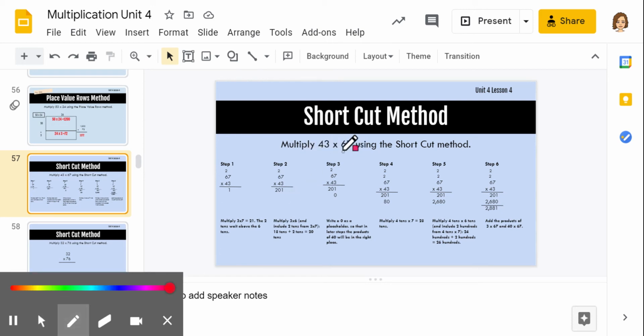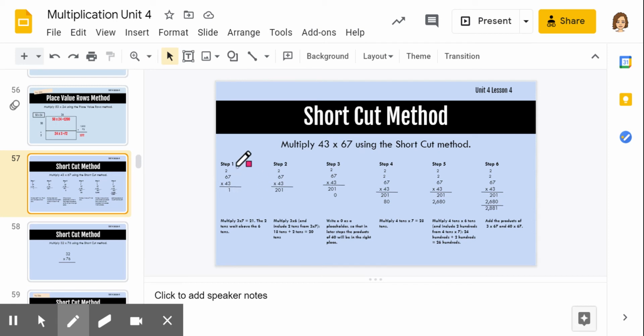So multiplying 43 times 67, and it doesn't matter what I put on the top or on the bottom, right? Because the commutative property of multiplication tells me the order of the factors does not matter. So this one has 67 times 43. First thing you do is you multiply the ones place, okay? 7 times 3 is 21. You put the 1 down, you carry your 2.